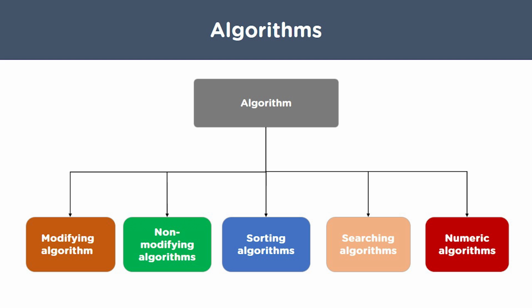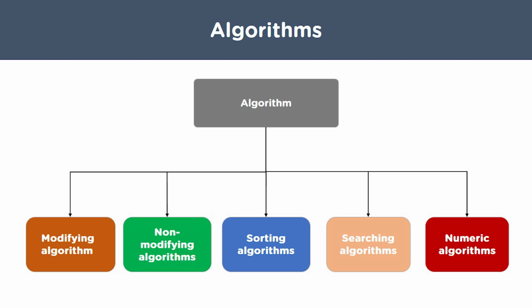Modifying algorithms are those algorithms that make changes to the sequences. Swap and reverse functions are some examples of it. Then non-modifying algorithm. Non-modifying algorithms are basically read-only functions. They do not modify the data on which they work. Some examples are count, equal, and search functions.